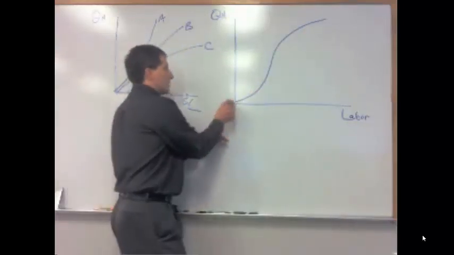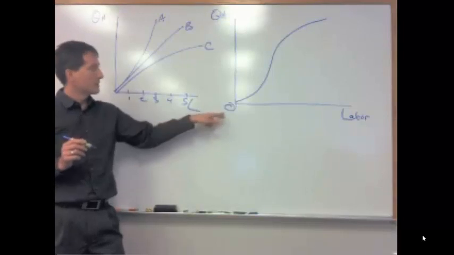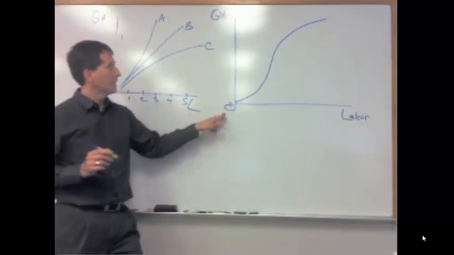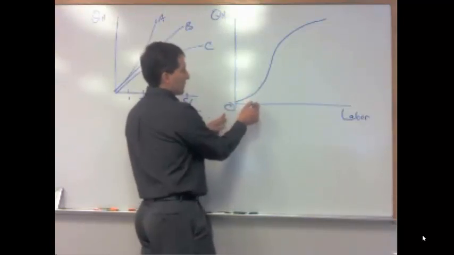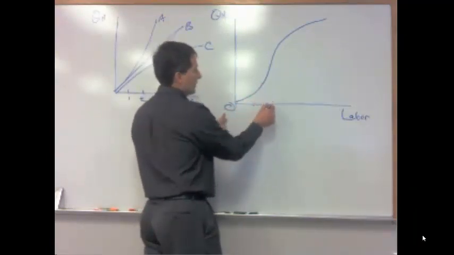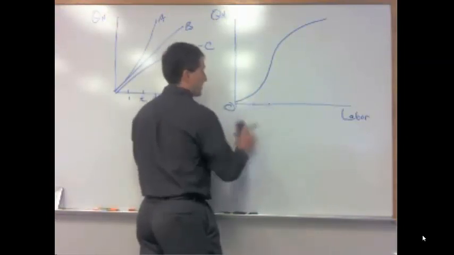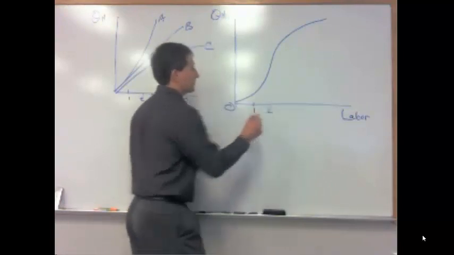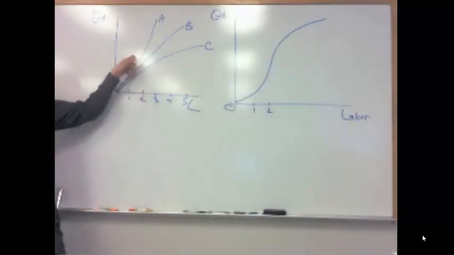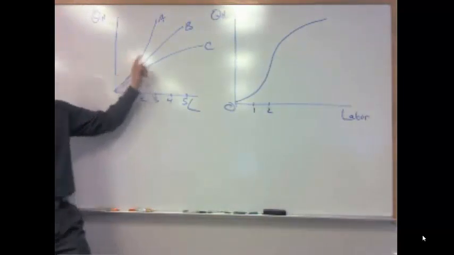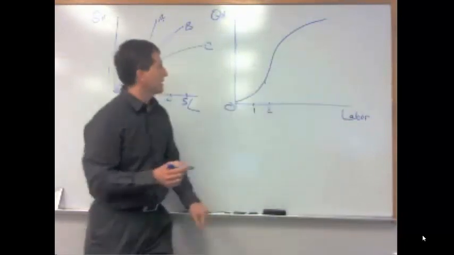Because check it out, 0 labor means 0 hamburgers. I got to have people to make them. So we start down at the origin. And for the first couple of workers, maybe 1 and 2, I have increasing returns. Notice how this part of the function looks like A. But that eventually wears off and diminishing returns kicks in.